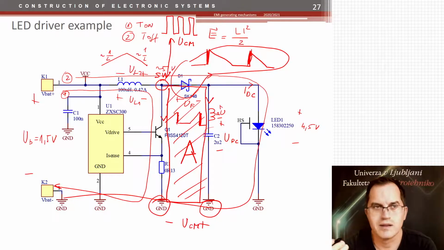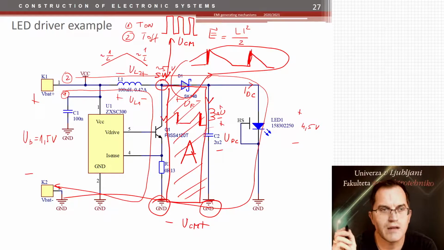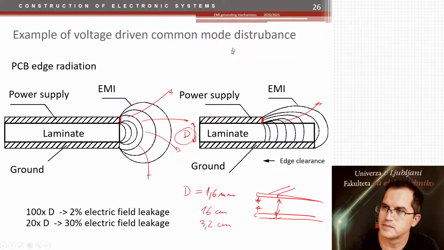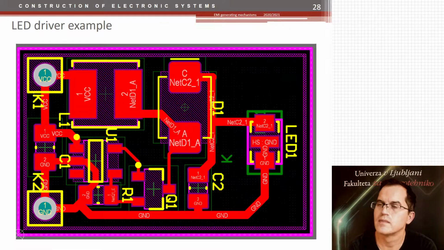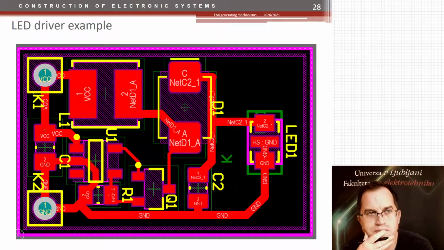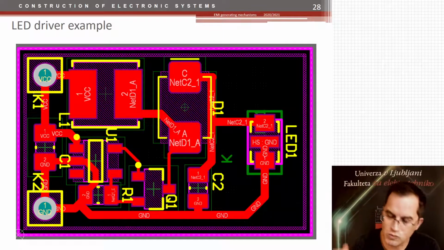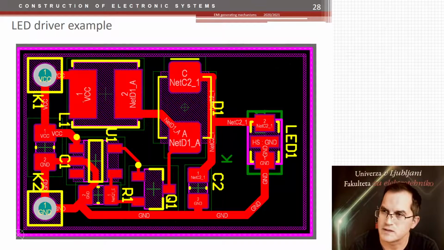Now I really did a lot of drawing here. I hope that you followed. Now let's go to the PCB. That's the PCB. One of your designs I just took. So what do we have here? Let me show you the current loops first.